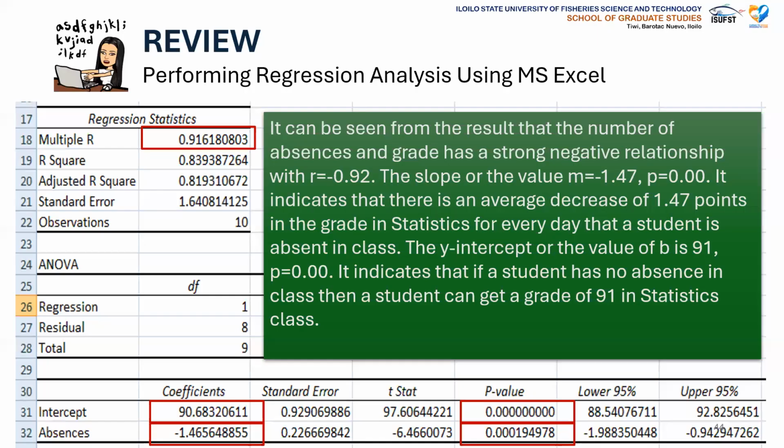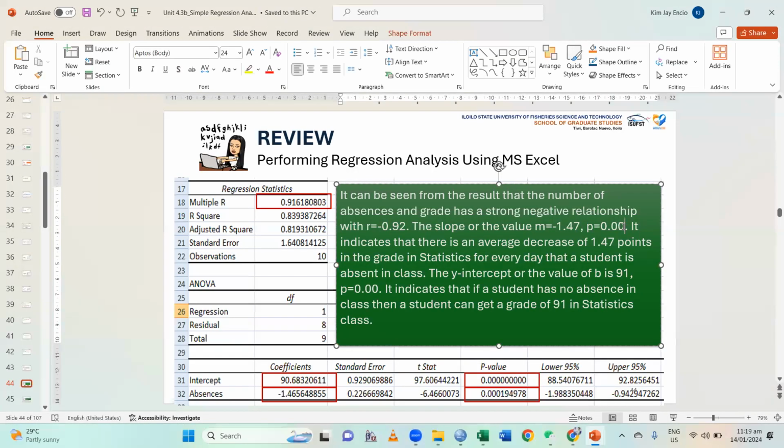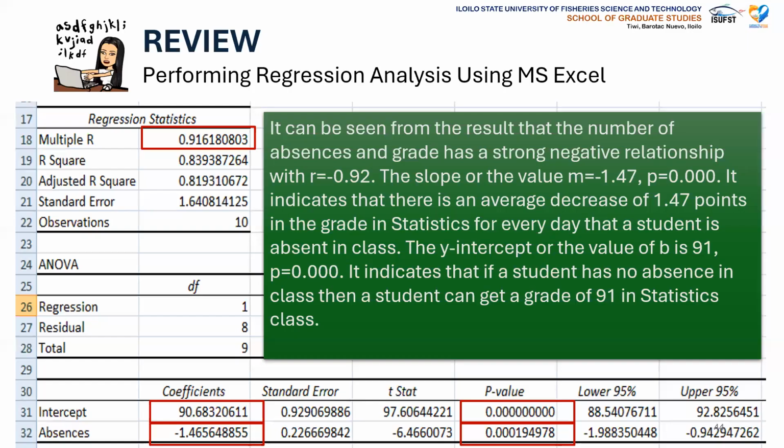The slope value, or the value of m, equals negative 1.47, which is significant because it's 0.000. It indicates that there is an average decrease of 1.47 points in the grade in statistics for every day that a student is absent in class. Why do you say so? If it is positive here, increase. If it is negative here, decrease.